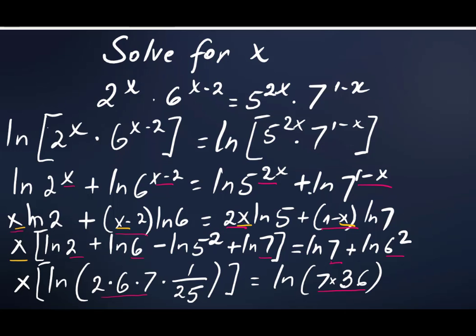Now we come back here and we know that the sum of the logs is equal to log of the product. So we apply the same thing and the negative sign makes division. So we have x times natural log of 2 times 6 times 7 all divided by 5 squared, which is 25, is equal to natural log of 7 times 6 squared is 36.